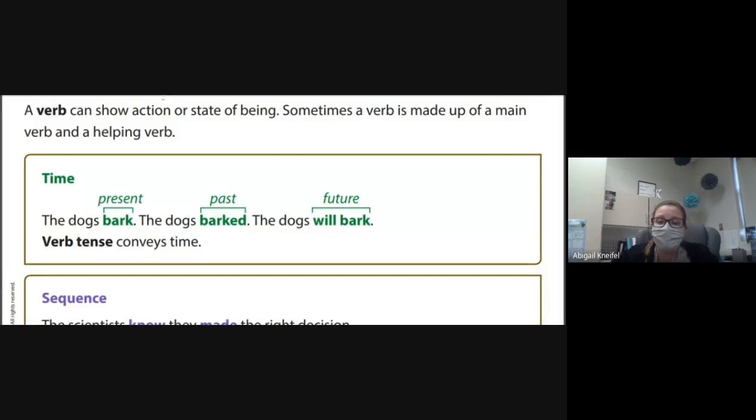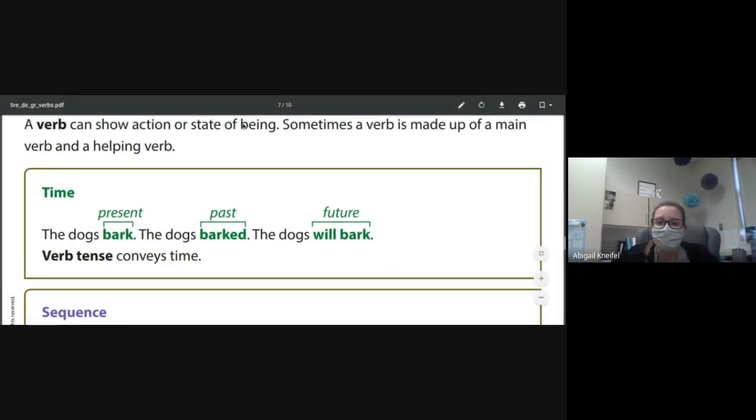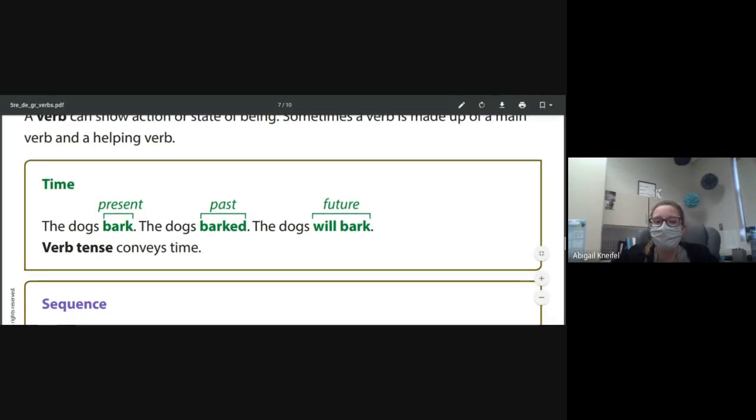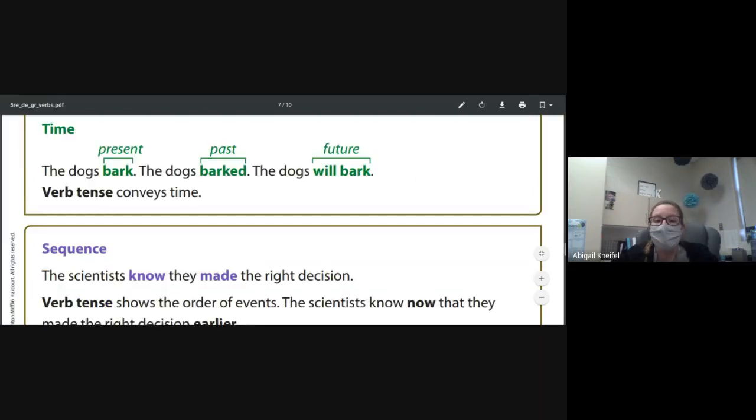A verb can show action or state of being. Sometimes a verb is made up of a main verb and a helping verb, which we already know. So time: the dogs bark, that's present. The dogs barked, that's past. The dogs will bark, that's future. We know what time is. That conveys time. Sequence: we know what sequence is because it orders events.